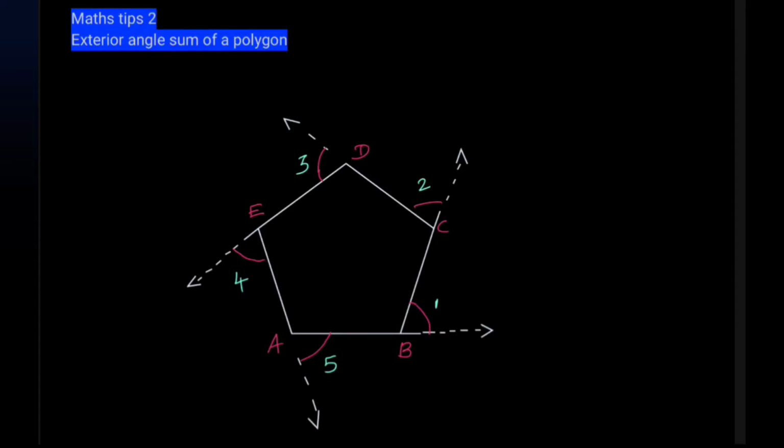Hi friends, this is also a video related to polygons. In this we are discussing how we can find the exterior angle sum of a polygon. For that, here I chose a pentagon as the polygon. A pentagon I have already drawn here. Then let's see how we can find the exterior angle sum of a pentagon.